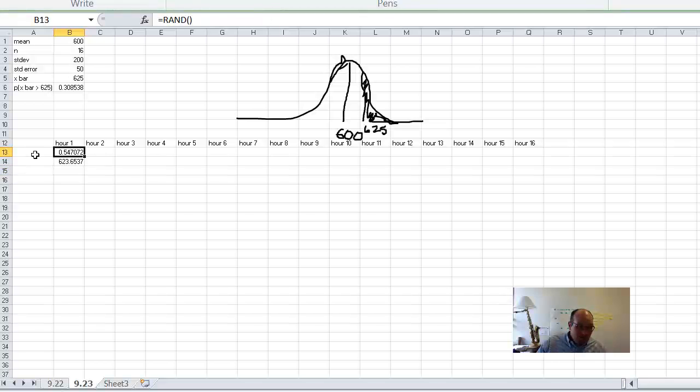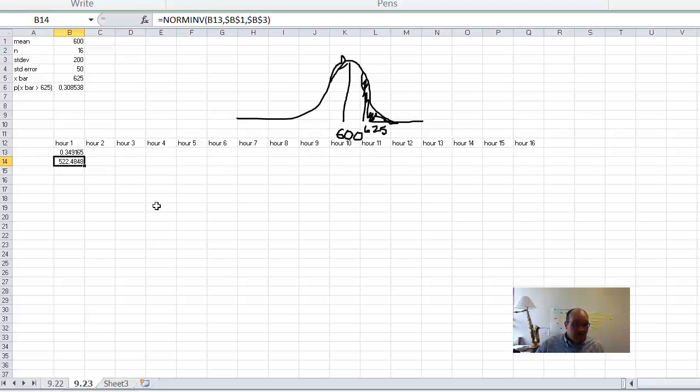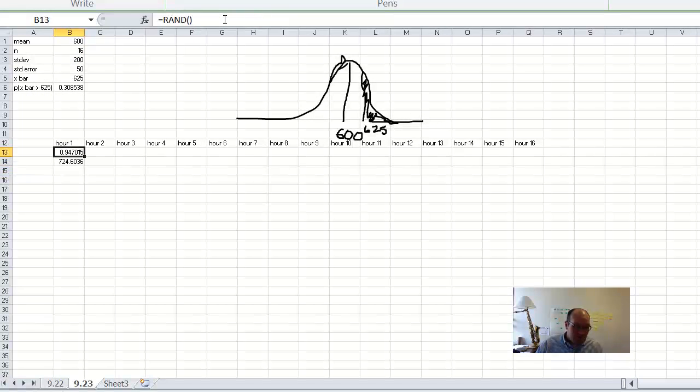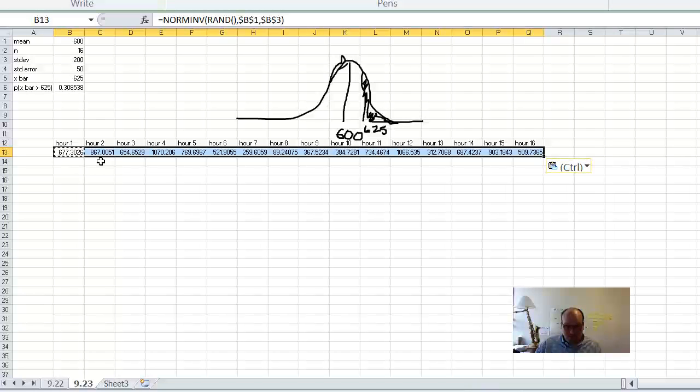So in this hour, 623 came in; if I hit F9, 608; hit F9, 694. Right, so I can do this a whole lot. All right, so let's just change this guy right here into a rand. You would never have to do this, but this is just to help us understand what this problem is asking. All right, so copy this, paste this all the way across.